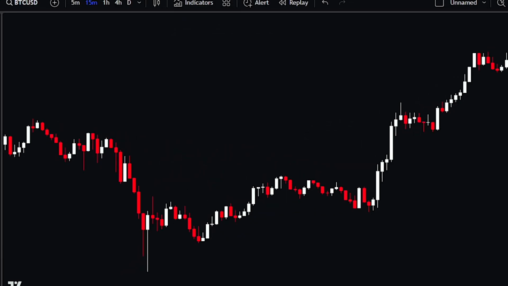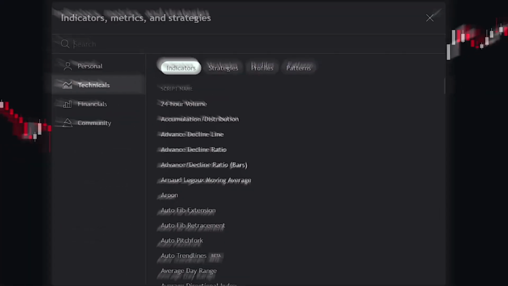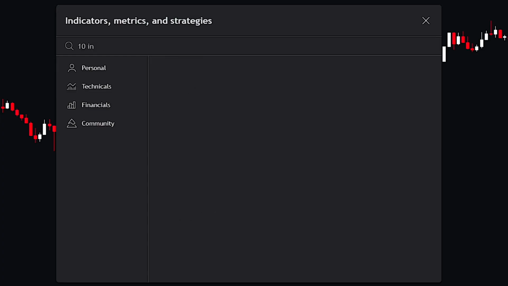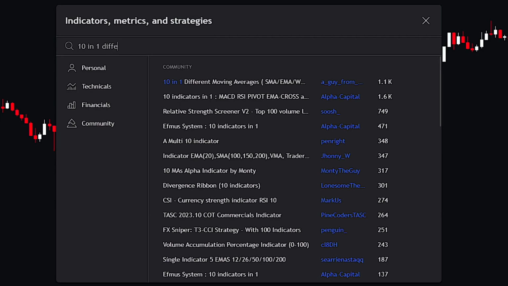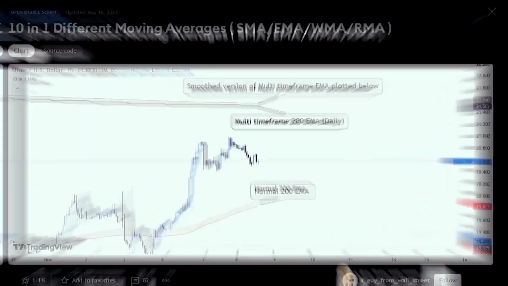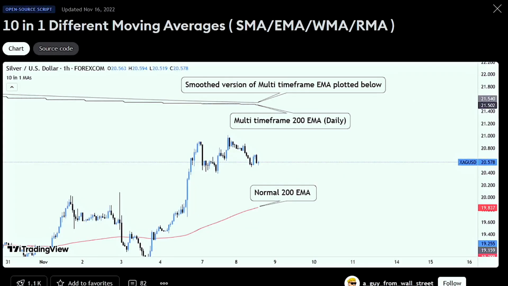Take a look at the top of the TradingView platform. See that section labeled Indicators? That's your next stop. Click on it and you'll get a pop-up window where you'll find the search bar. Type in 10 in 1 different moving averages and hit enter. Once you see the indicator in the results, click on it to add it to your chart. This is where the magic starts to happen. This incredible indicator combines different moving averages, allowing you to select the perfect type based on your trading needs.